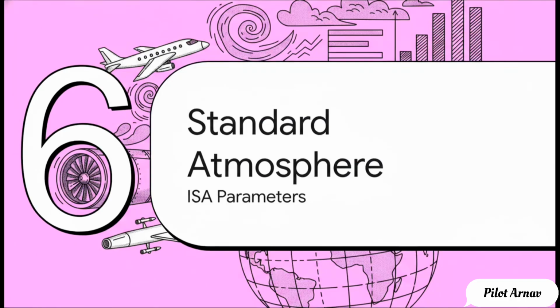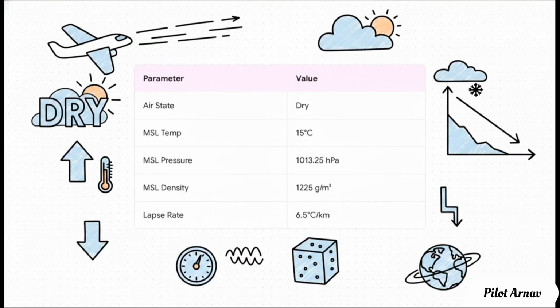And that brings us to Section 6, the International Standard Atmosphere, focusing on ISA parameters. So, because the real atmosphere is just a chaotic mess, wildly variable and constantly changing depending on where you are, the International Civil Aviation Organization, or ICAO, had to step in and create a standardized baseline. Knowing these baseline ISA parameters is basically your ultimate exam cheat sheet, and it is absolutely mandatory for calculating aircraft performance.